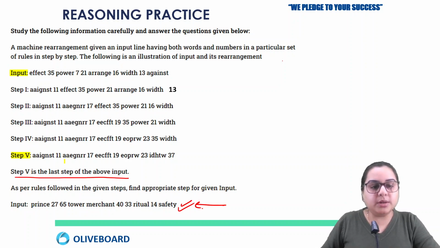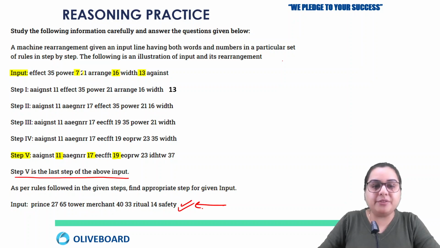So now what I see in step number 5, that it is 11, 17, 19, 23 and 37. Although these numbers were not there in the input, okay, but the sequence of the numbers suggests the ascending order. So just check which is the smallest number in input. It is 7. So that means 7 becomes 11. Okay, then we have after 7 in ascending order, the next number that comes is 13. So here 13 becomes 17. Okay, next after 13 we have 16. So here 16 becomes 19.